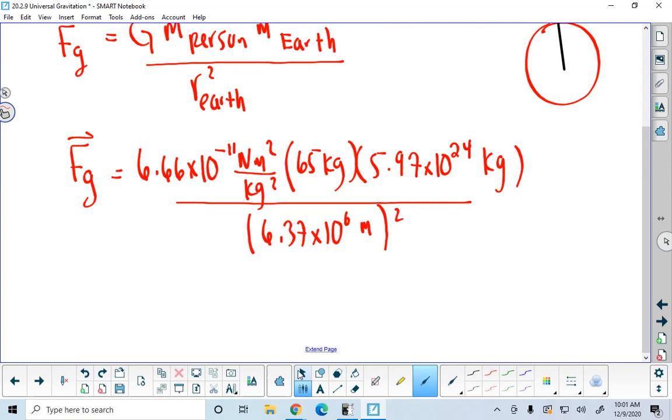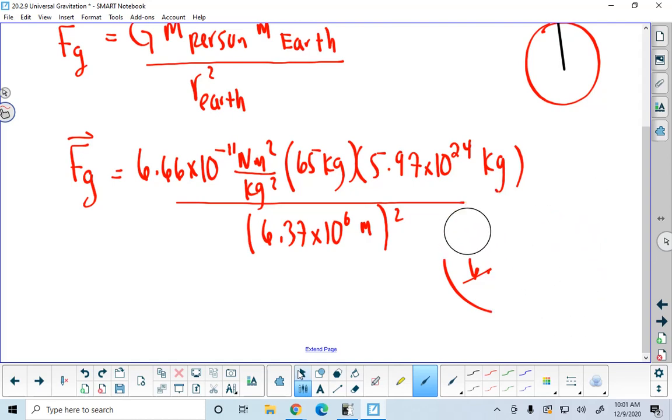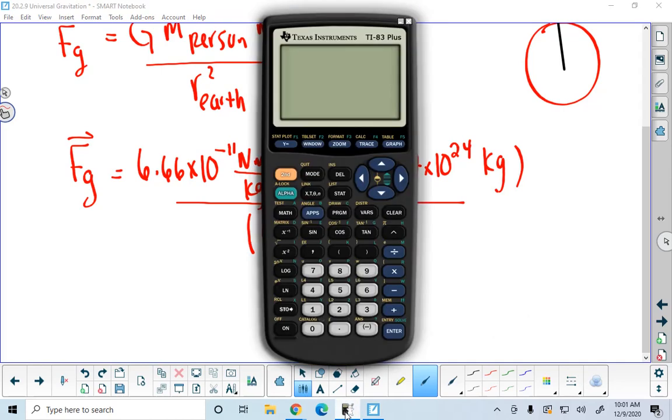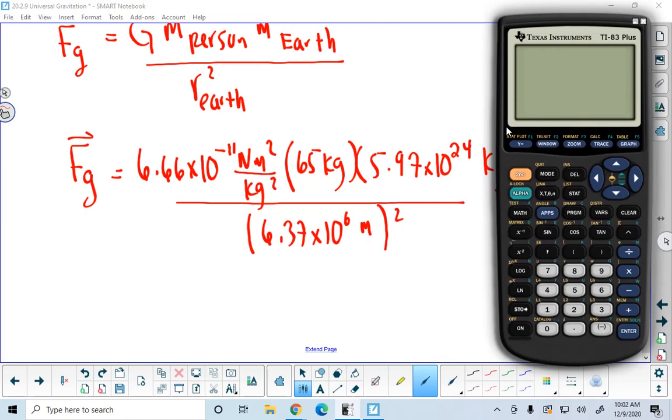Okay. Look at how I wrote that. You know me, I'm picky. If we're going to do things, we're going to do things right. You cannot write this. That is wrong. Because what you're telling me is it's 6.37 times 10 to the 6 square meters. And we want to square the whole thing, not just the units. So now we're going to calculate this, and listen very carefully, because I know from experience some of you are going to make this more complicated than it needs to be. There is no reason to use brackets anywhere here.